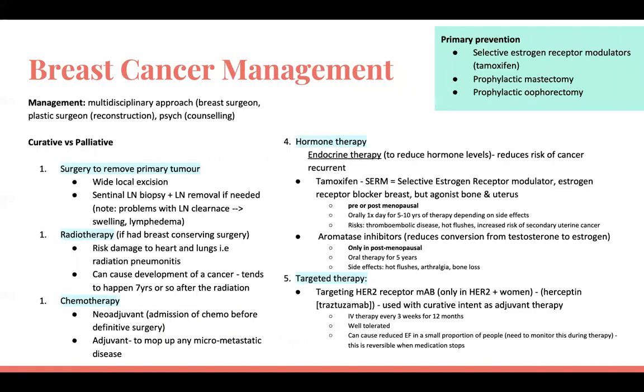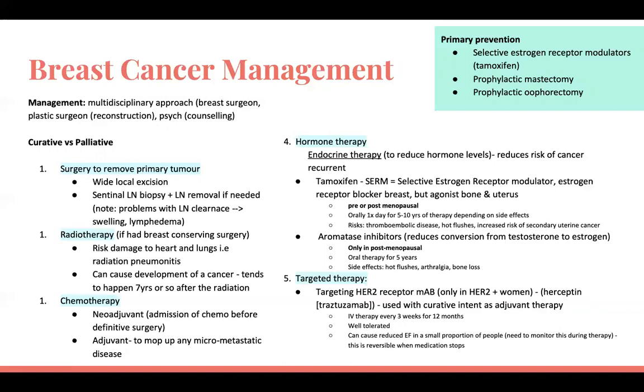In terms of management for breast cancer, like with any cancer, it's multidisciplinary, and you also have to think, is it curative or palliative? Can we cure this cancer, or is it more for symptomatic relief? Generally, if it's early stage cancer, you opt for surgery to remove the primary tumour through a wide local excision, and you also like to do a sentinel lymph node biopsy and removal if needed.